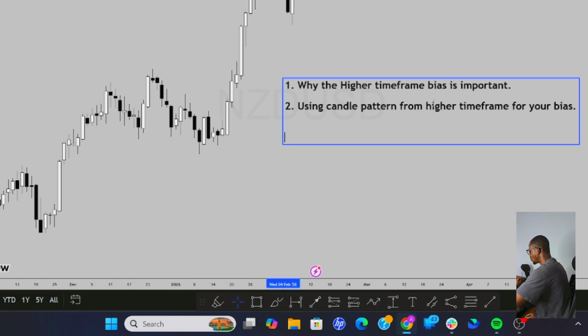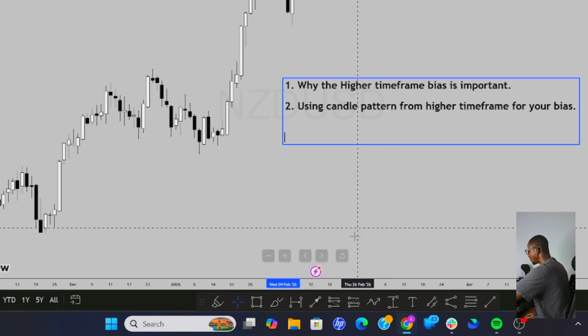You understand? So today I want to show you how to build your bias from the higher time frame, right? And how to equally use some candlestick to add up as a confirmation, especially candlestick patterns that are formed on the higher time frame. Your liquidity, your demand zone, and your supply zone drawn on the lower time frame is useless except you merge it or you put it in conjunction with the higher time frame bias. So let me show you how this thing works.